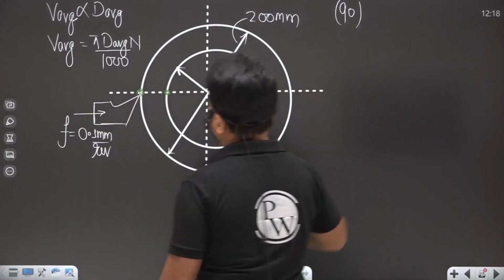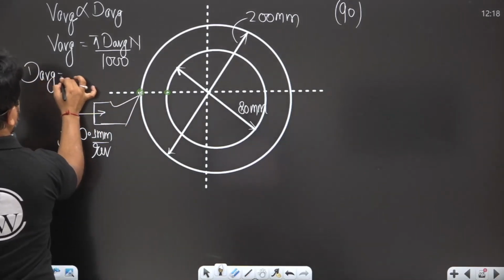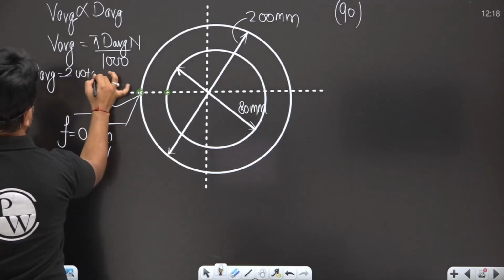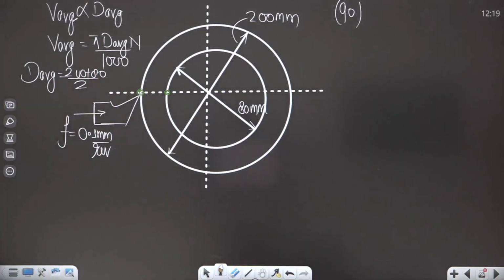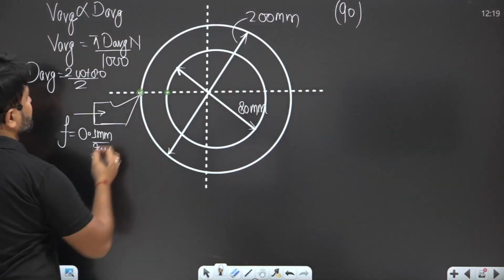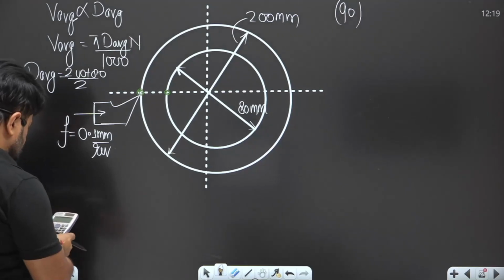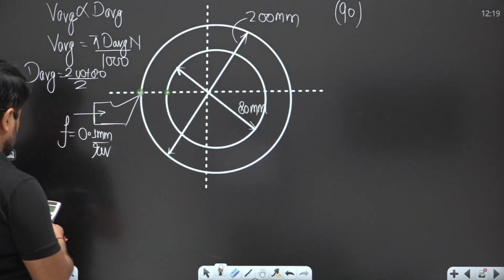Now you know the value of V average, that is 90. Now what is the D average? The D average will be 200 plus 80 divided by 2, because we know D1 and D2. D average means the diameter is going to vary in the facing operation, from 200 to 80. So 200 plus 80, divided by 2, is 140.